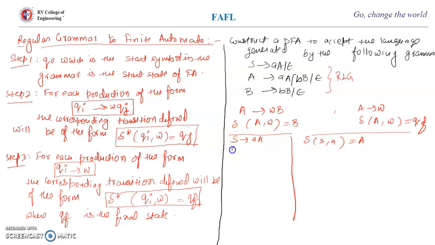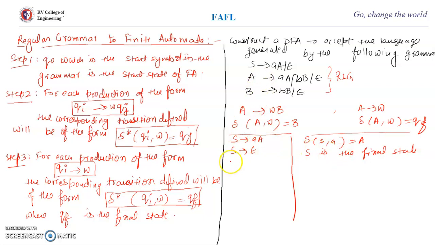And then the second production is S to epsilon. If there is an epsilon on the right hand side of the production, for that we will just say S is the final state. One thing is clear: S is the start symbol of the grammar. So in the finite automata, S will be the start state, and because the production S to epsilon is given, that state is going to become a final state. So S will be start as well as final.